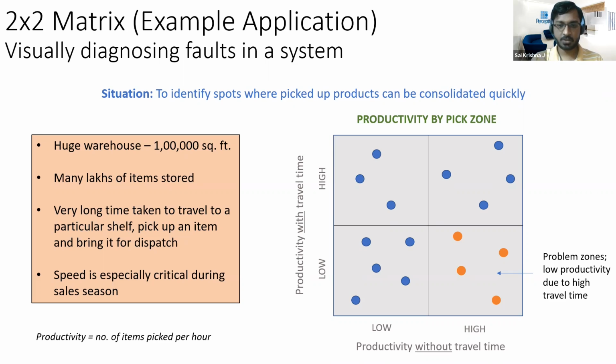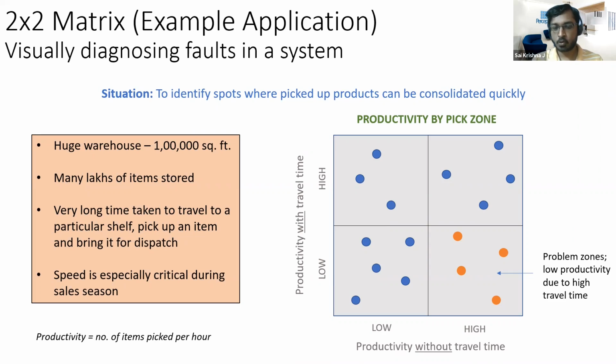So this being the case, we measure something called manpower productivity in the warehouse. Our objective here was to identify certain areas where this travel time was having a negative impact on the productivity. Since the worker has to travel a long time after picking up the product and bringing it to the dispatch area, can we have a separate drop zone nearby to the pick zone so that this travel time is reduced and thereby the productivity is increased?